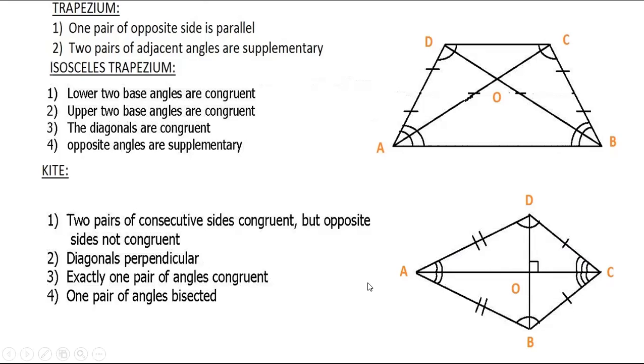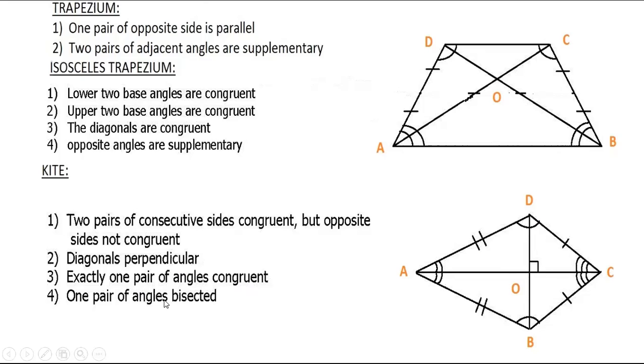Diagonals are perpendicular. AC and BD are the two diagonals, and both diagonals are perpendicular to each other. So here we have 90-degree angles. Angle AOB is 90 degrees, angle BOC is also 90 degrees, angle COD is also 90 degrees, and the same angle AOD is equal to 90 degrees. Exactly one pair of angles is congruent. That means we have only one pair of equal angles. Angle D and angle B are equal.